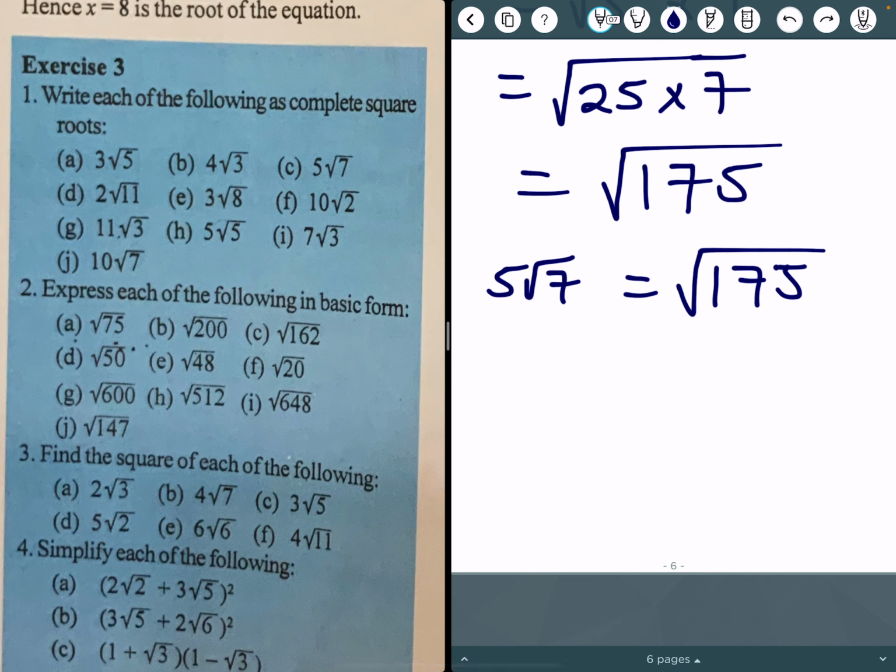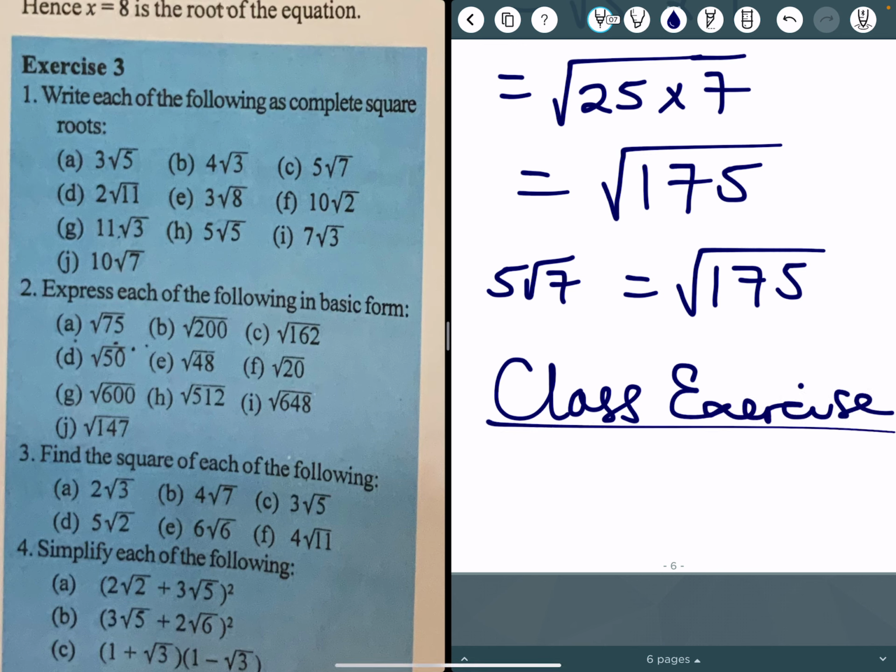Now you should do the rest yourself. Let's make this class exercise 1. I've done A, B, and C. You do it from 1D to J yourself.